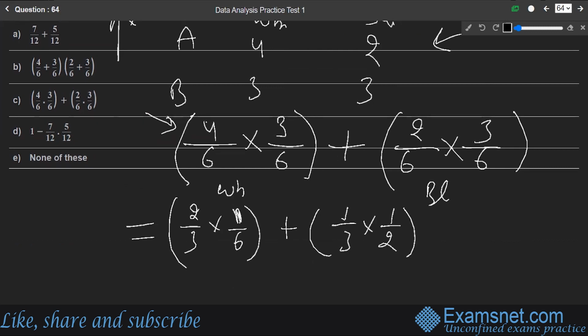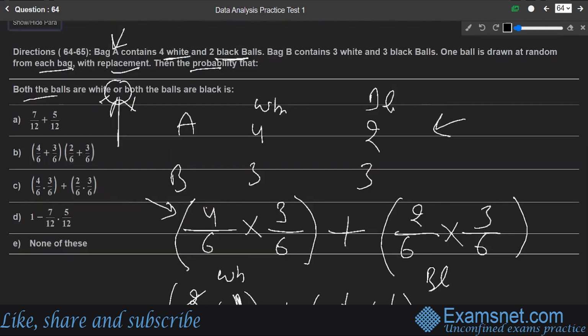We could have done 1 by 2 here also. Okay, 3 by 6 is simply 1 by 2. We can cut these numbers. So it comes out to be 1 by 3 plus 1 by 6. We can obviously add 1 by 3 plus 1 by 6, but we are not supposed to solve this completely, because if we see the options, there are no direct values given.